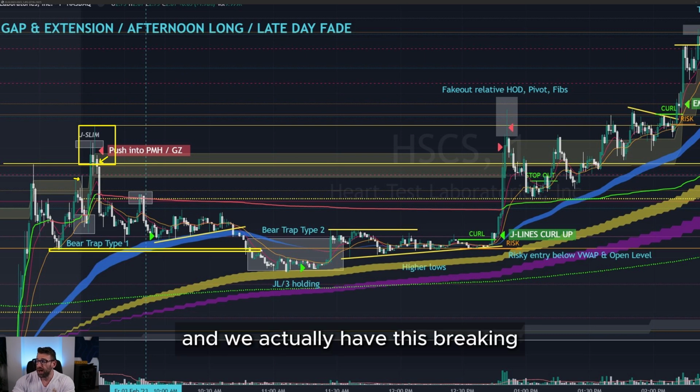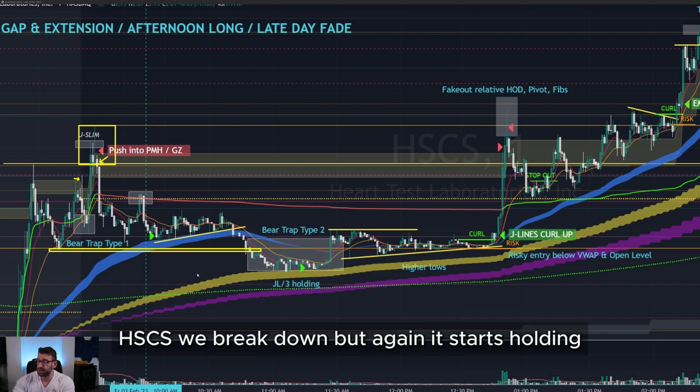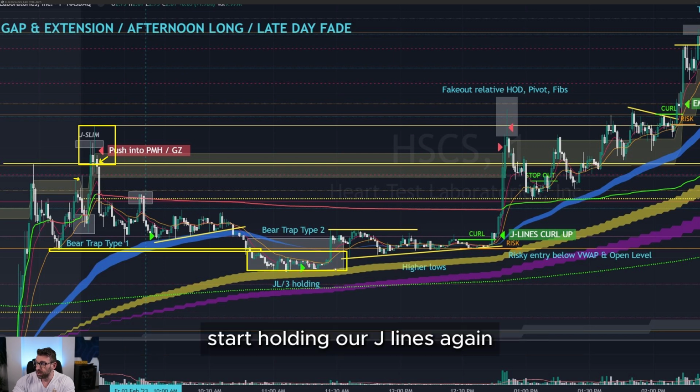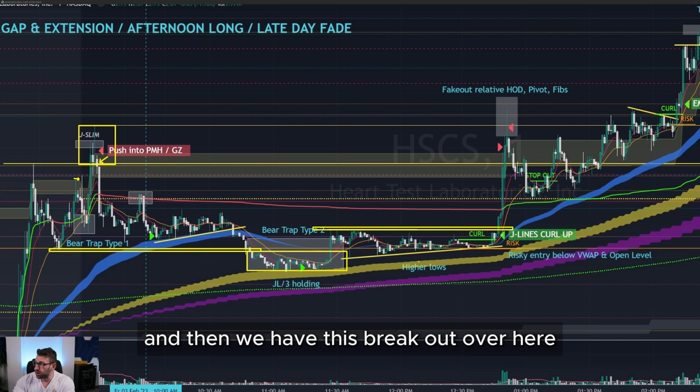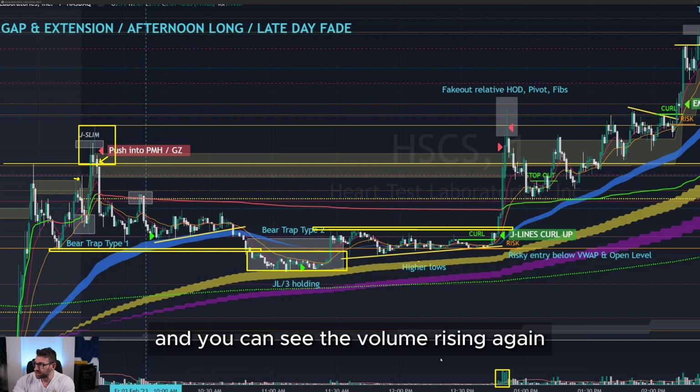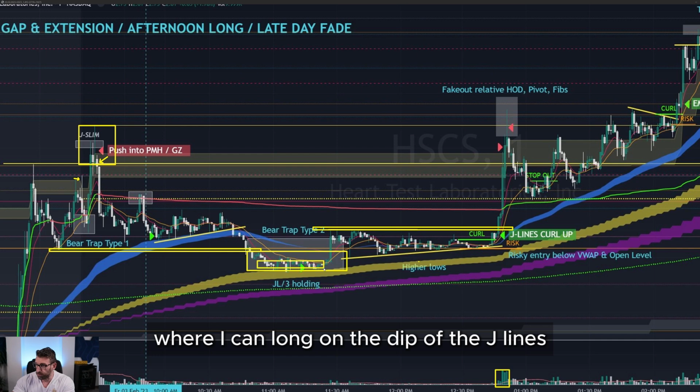And we actually have this breakdown, just like in the example before on RMD. This is 8SCS. We break down, but again, it starts holding our J lines again. And then we have this breakout over here, and you can see the volume rising. Again, where I can long on the dip of the J lines.